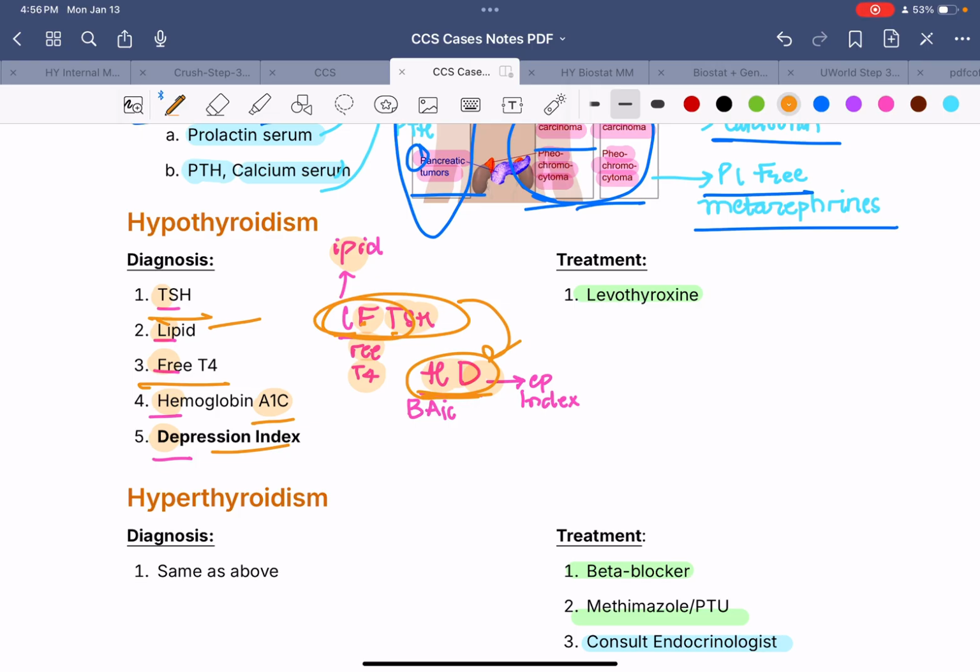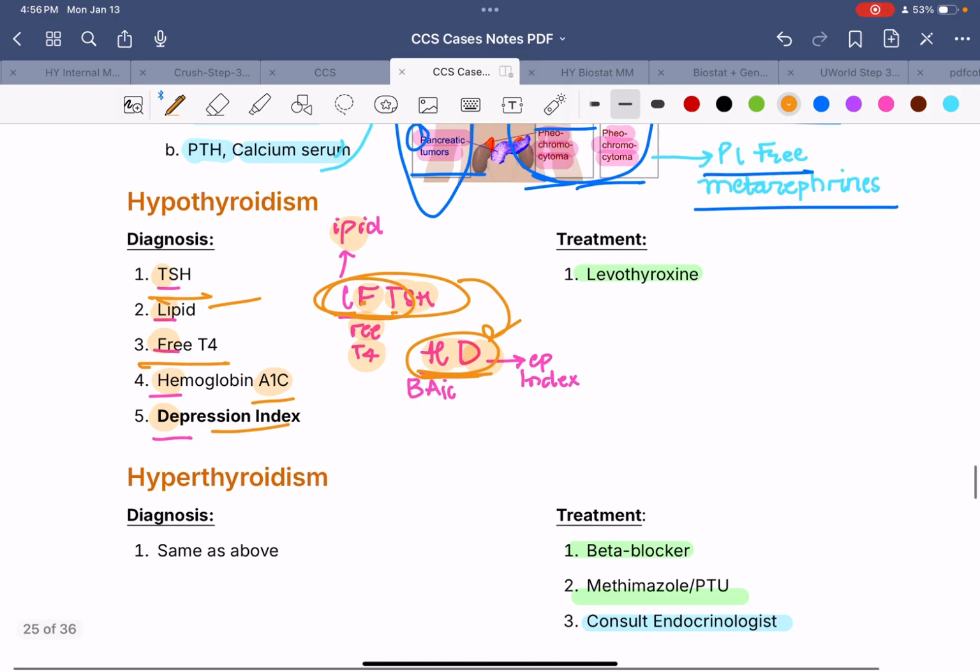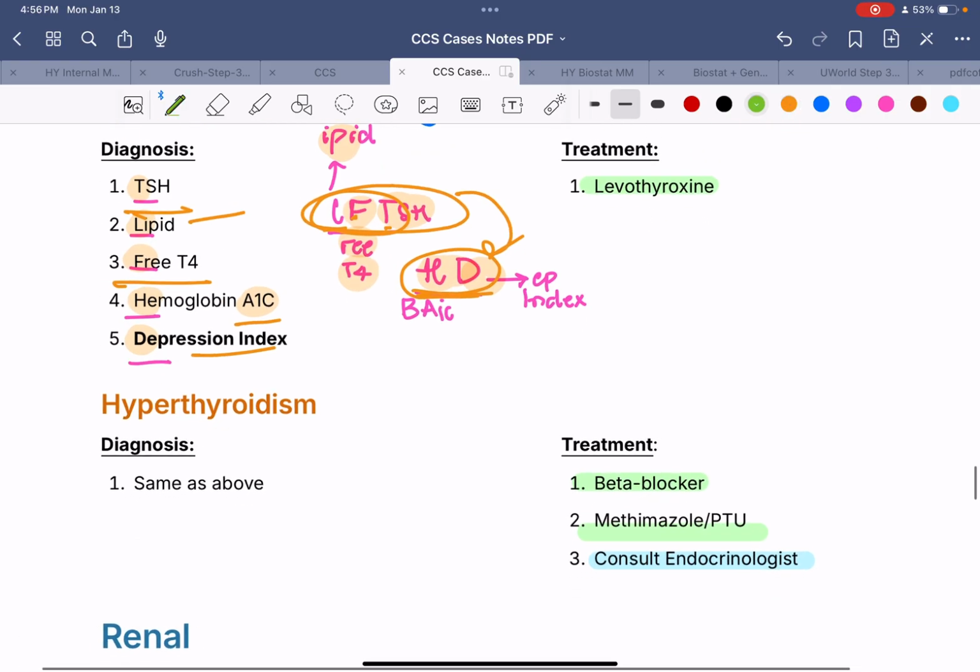And of course, the treatment is to replace the thyroid hormone, which is levothyroxine. Next up, for hyperthyroidism, the battery of diagnostic tests is also going to be similar. So it will be LFT, HD: L for lipid profile, F for free T4, T for TSH, H for hemoglobin A1C, and D for depression index. But the treatment would be slightly different, and the goals of treatment would also be slightly different.